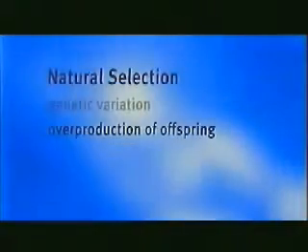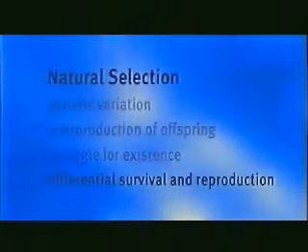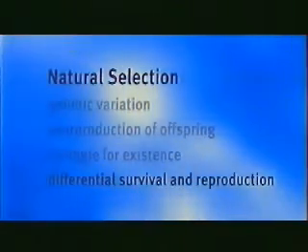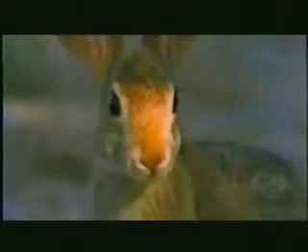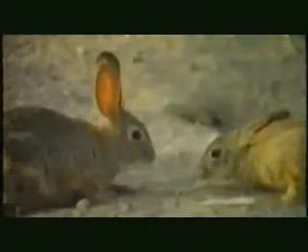Natural selection, the key evolutionary mechanism Darwin identified, is really four processes: genetic variation, overproduction of offspring, struggle for existence, and differential survival and reproduction. First, genetic variation. Individuals within a species vary from one to the other. For evolution to work by natural selection, the characteristics that give an individual an advantage in a certain environment have to be passed on from one generation to the next.